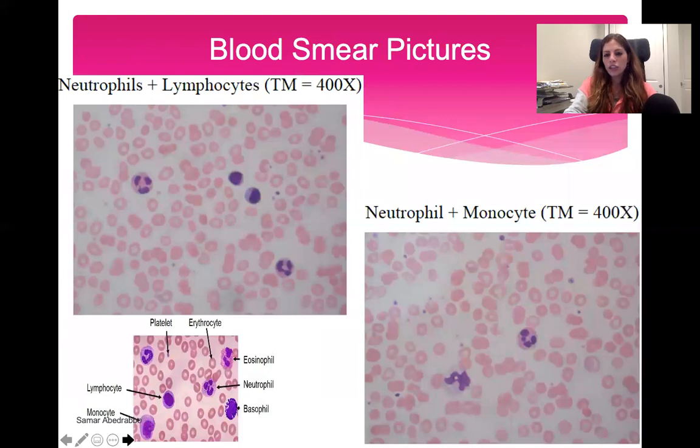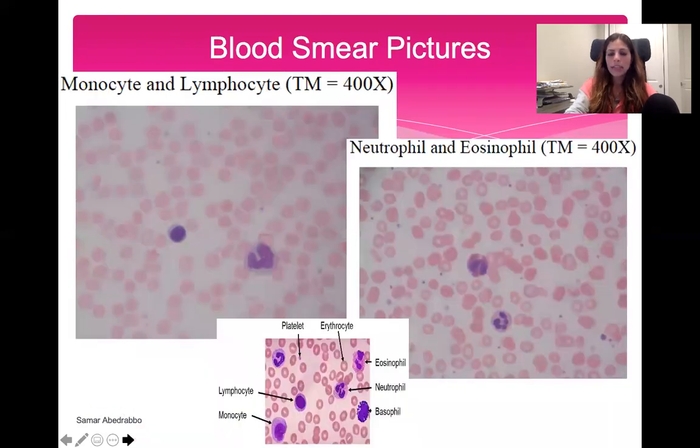And then here are more realistic pictures of a blood sample with a lot of different types of cells. So here in this picture, we see neutrophils and lymphocytes. That's a neutrophil, that's a neutrophil, that's a lymphocyte. I know that's a lymphocyte because they're the smallest cells and they have a very large nucleus. Neutrophils have multi-lobed nuclei inside them. And then here is a neutrophil and a monocyte.